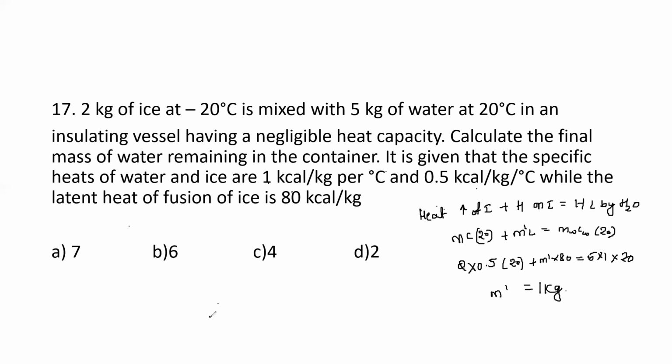So now final mass of water is given by final mass is equal to initial mass plus mass of ice that melts. It is equal to 5 plus 1, that is nothing but 6 kg here. That is, option B is the right option. Okay.